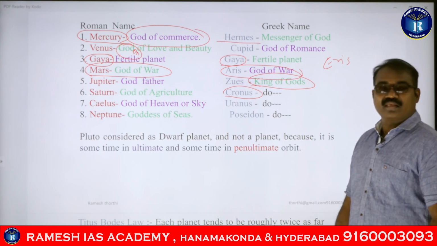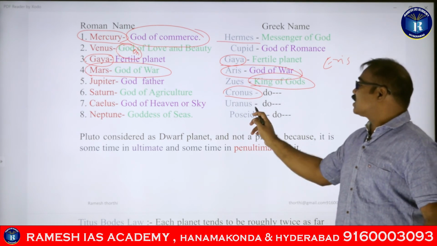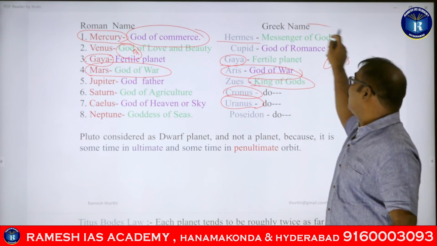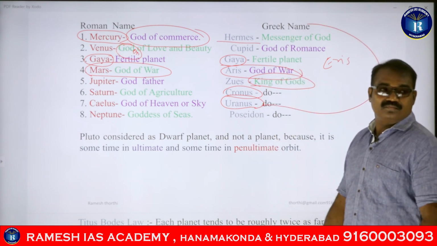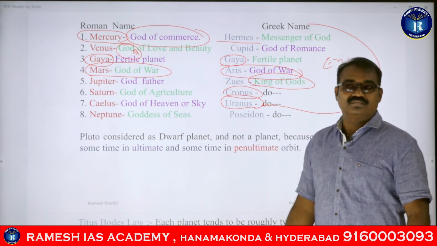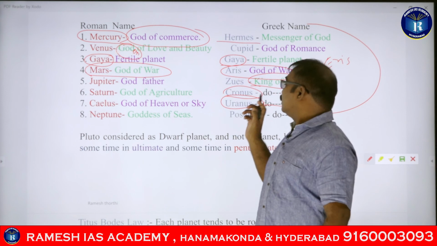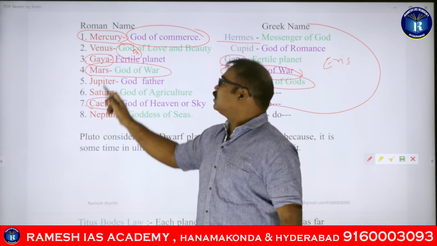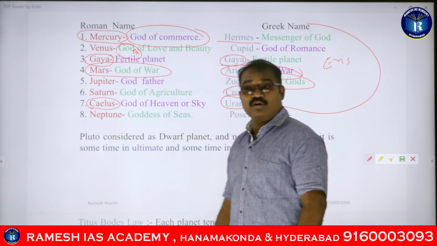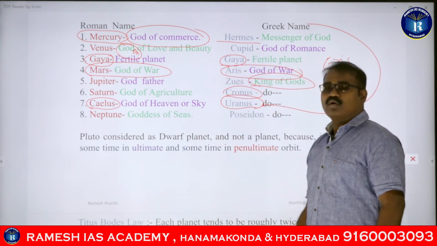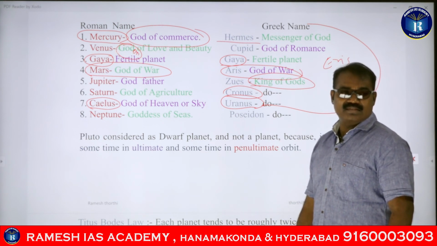Then Uranus. This is the only planet which has been named after a Greek god. Uranus, the god of heaven or sky. And Uranus is called Caelus by the Romans. Romans called Uranus Caelus. Caelus also means the god of the heaven or the sky.